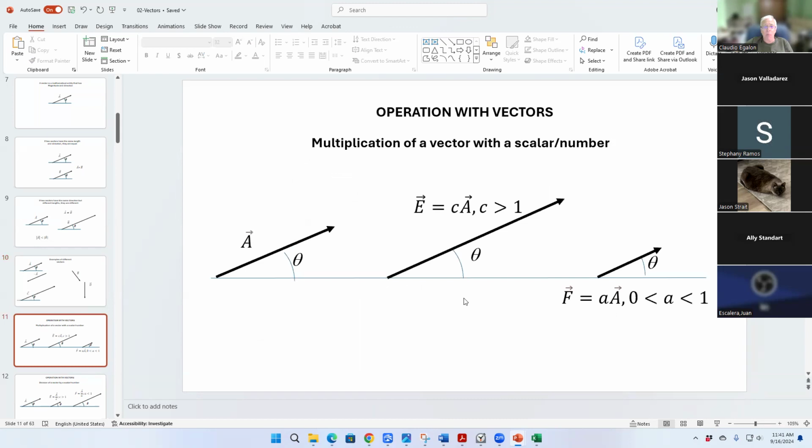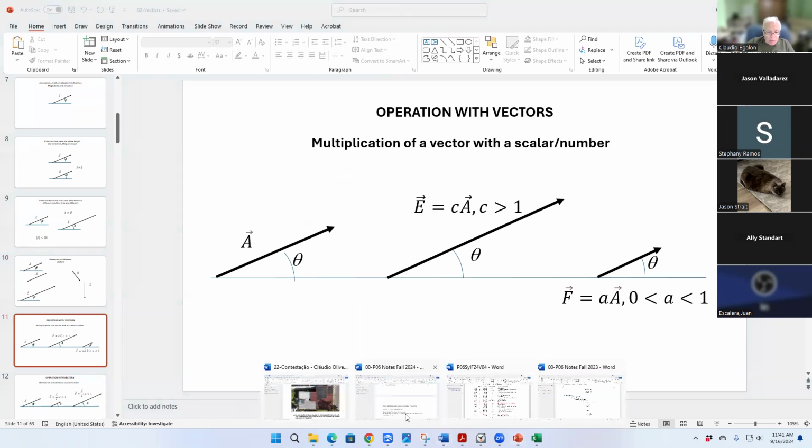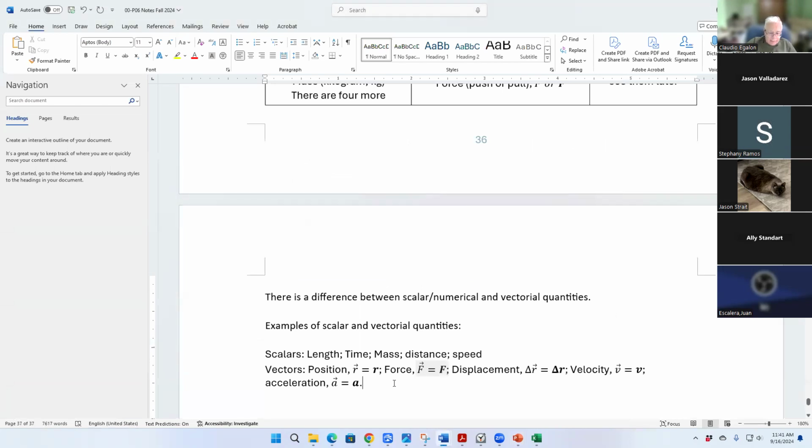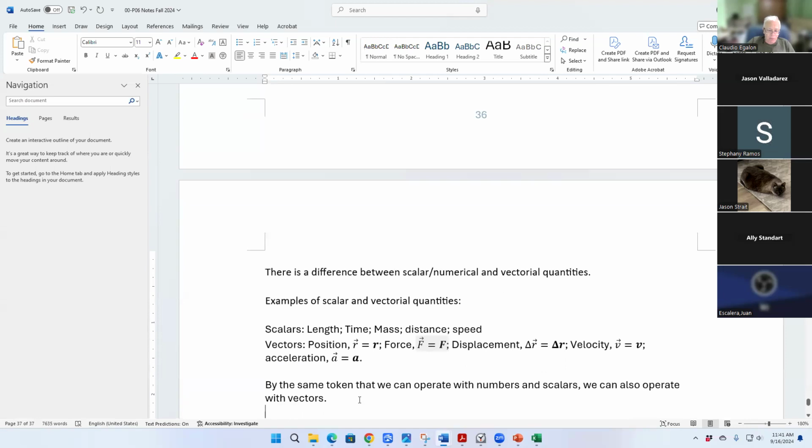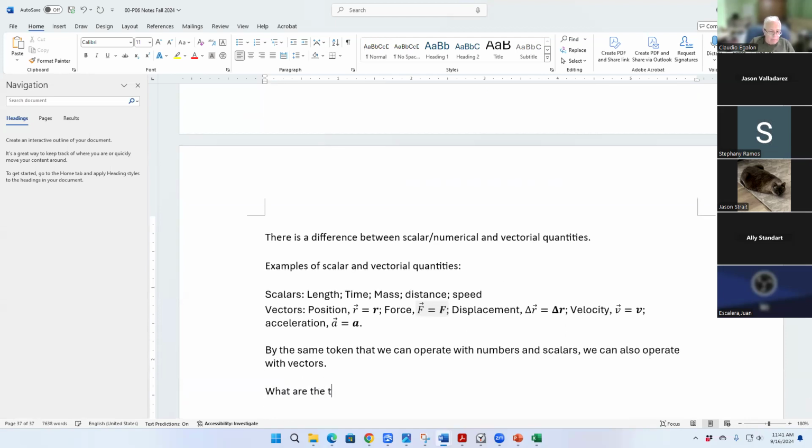Here you go. We can make operations. We can operate with vectors. Let's go back to our notes here. Okay? By the same token that we can operate with numbers and scalars, we can also operate with vectors. What are the types of operations? Here are some of the operations we can make with vectors.